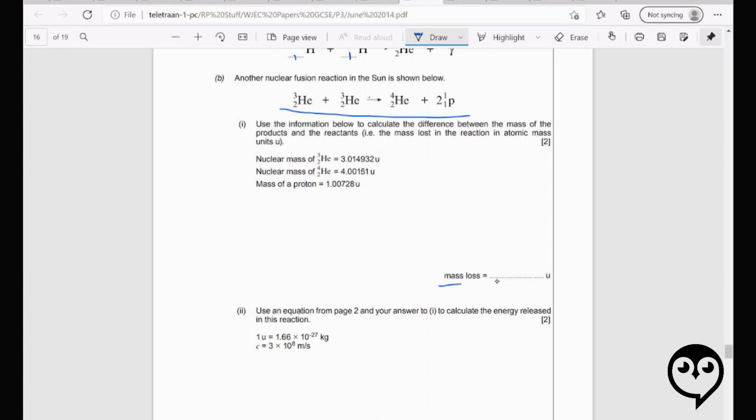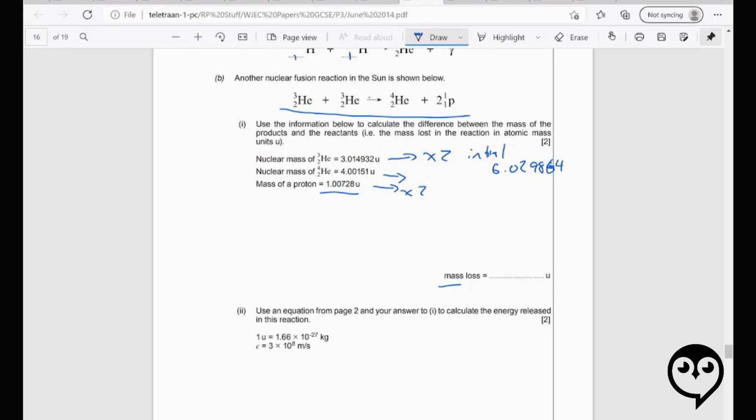We need to figure out what the mass defect or the mass loss is. Okay, so we're going to take this number here, we're going to multiply it times 2, and that'll be the initial mass, and then our final mass will be the sum. We're going to have to multiply the mass of the proton times 2, and then we're going to add it to that. All right, so this times 2 is 6.029864, and I would just carry all those digits in. I'd save that number on your calculator. Hopefully you know how to do that.